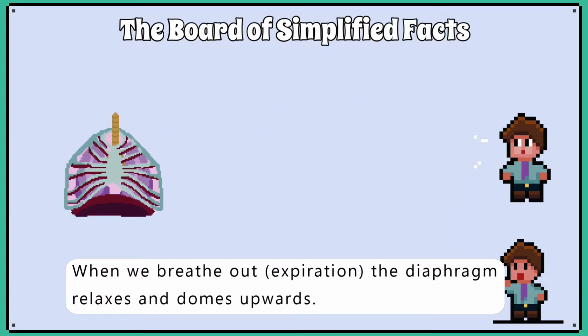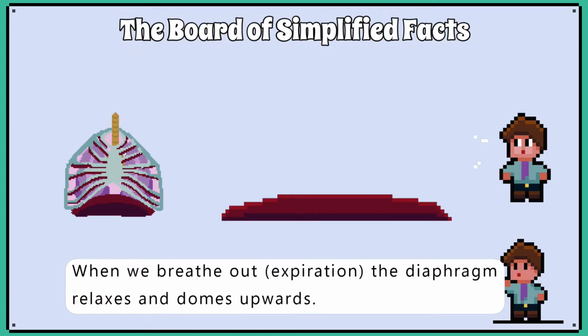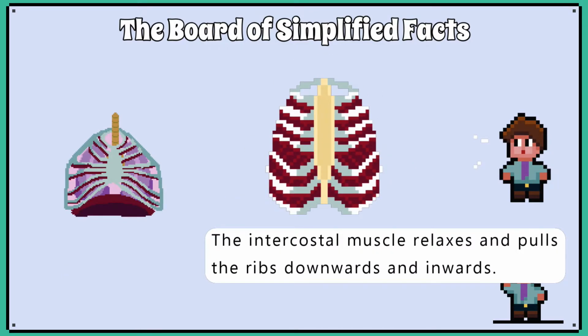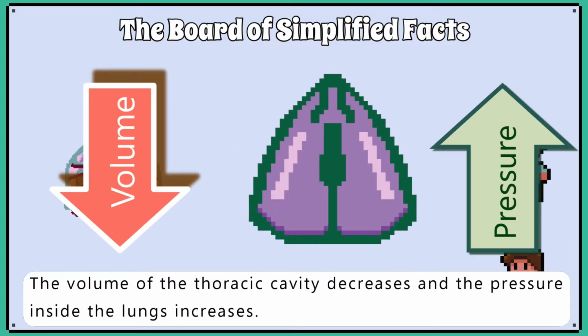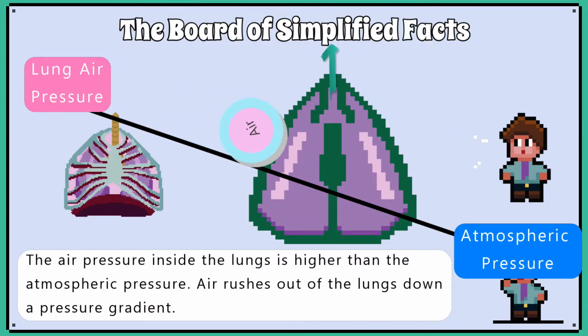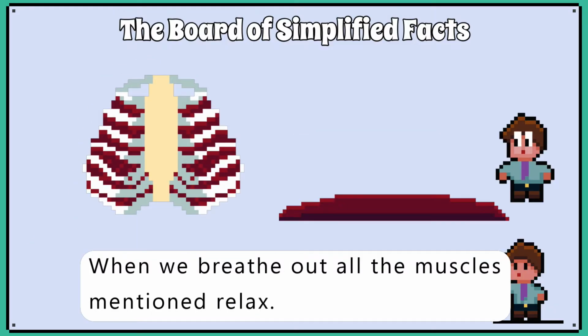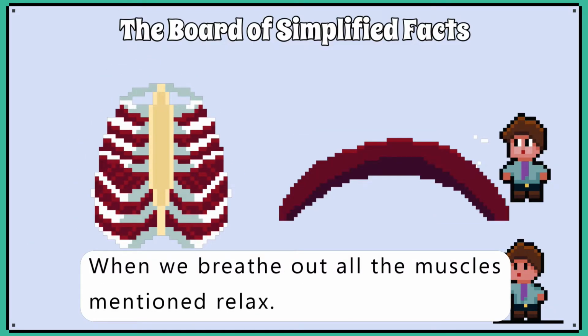When we breathe out, expiration, the diaphragm relaxes and domes upwards. The intercostal muscles relax and pull the ribs downwards and inwards. The volume of the thoracic cavity decreases and the pressure inside the lungs increases. The air pressure inside the lungs is higher than the atmospheric pressure. Air rushes out of the lungs down a pressure gradient. Remember, when we breathe in, all the muscles just mentioned contract. When we breathe out, all the muscles mentioned relax.